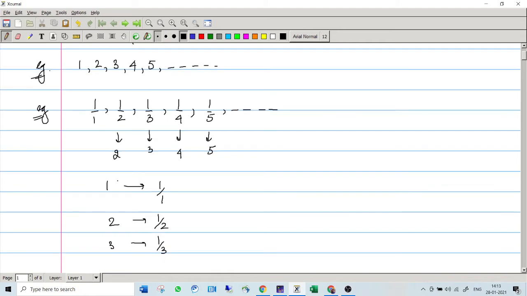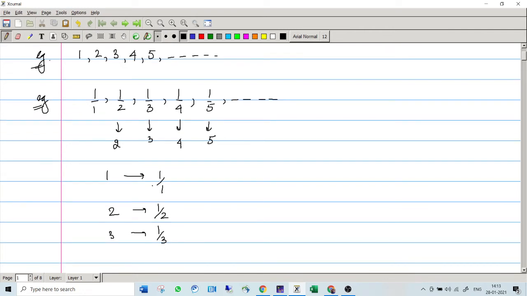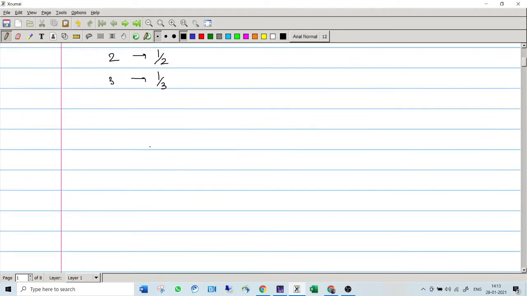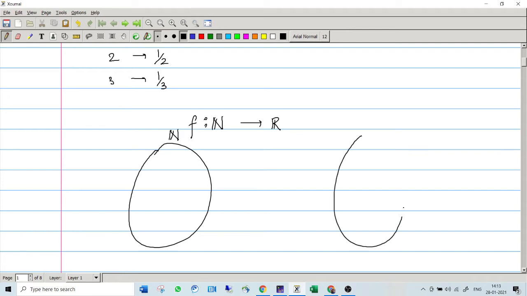So basically what do you have? You have that each of the values in the natural numbers are going to some values in the real numbers, right? So that's how we define a sequence. Sequence is basically a function from the set of natural numbers to the set of real numbers. That is, you have this as your natural numbers and you have this as your real numbers. So a function which takes natural numbers to the real numbers is generally called a sequence.